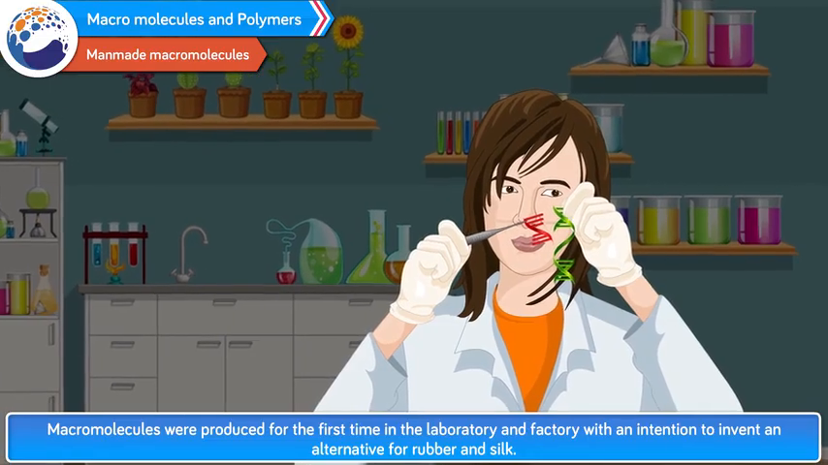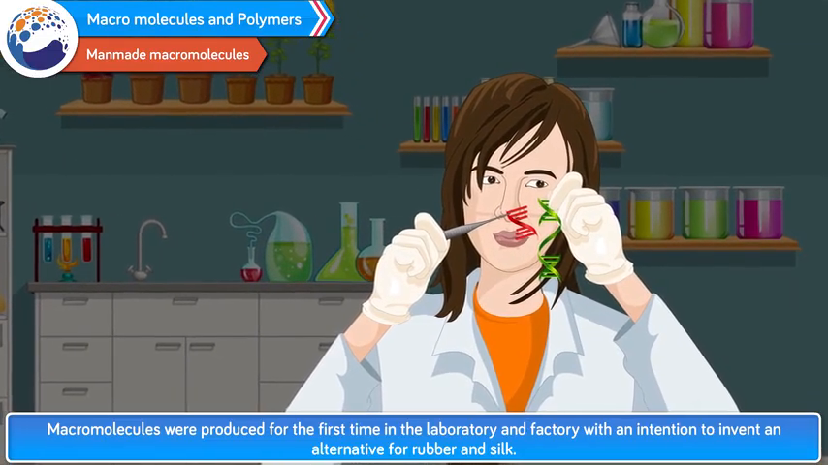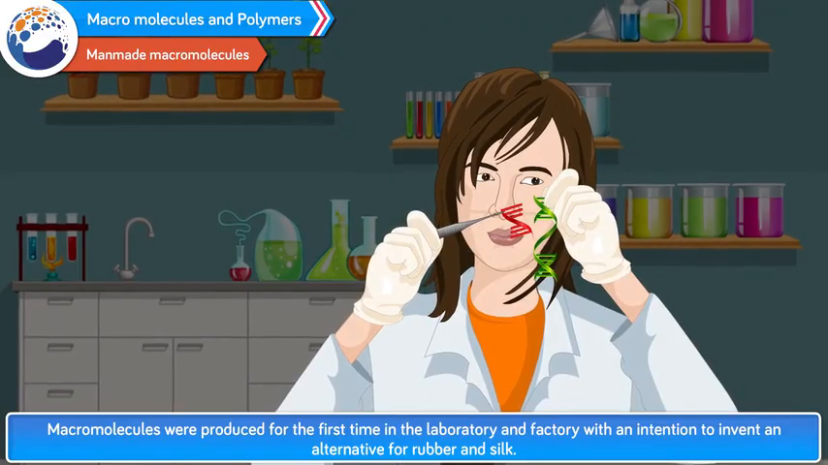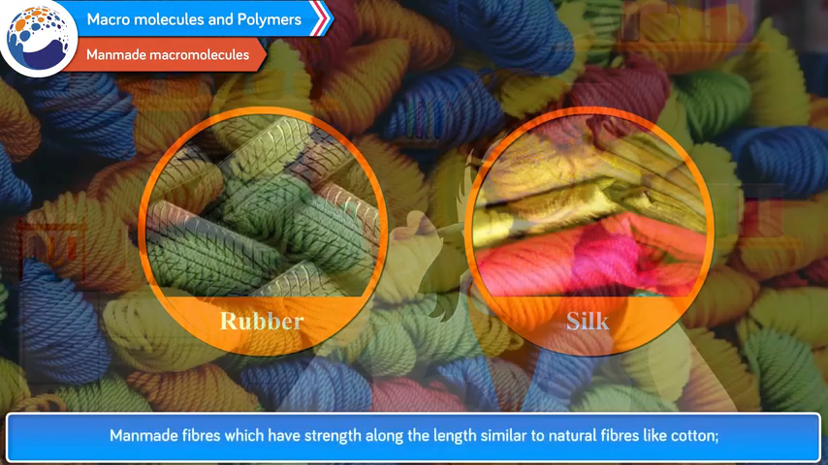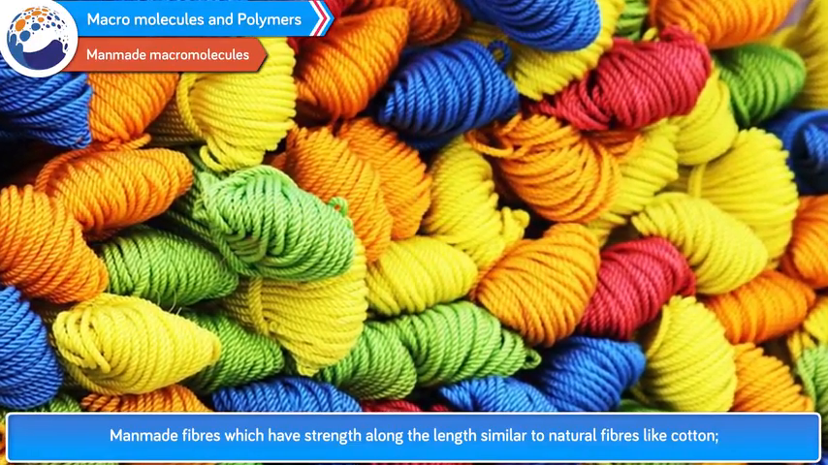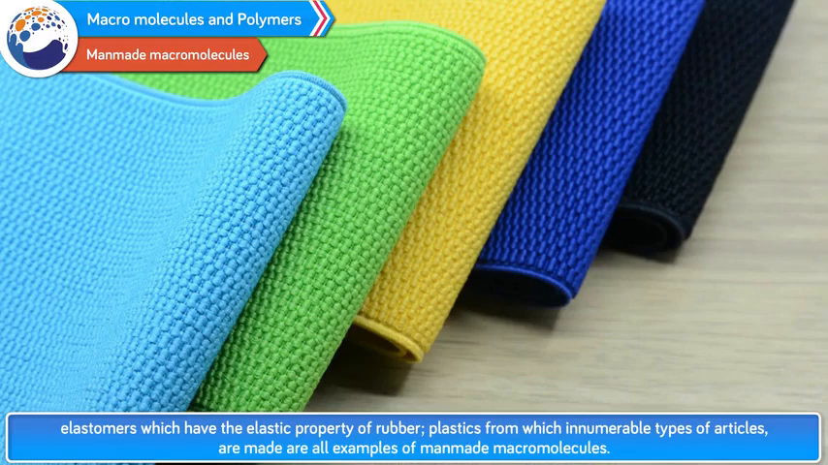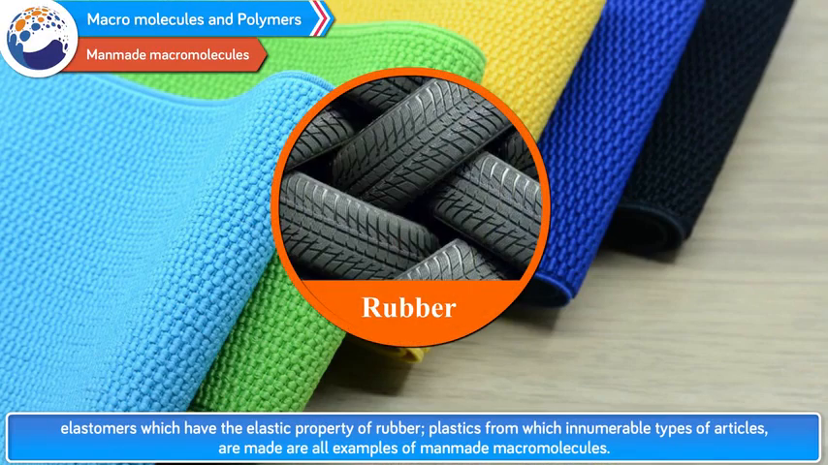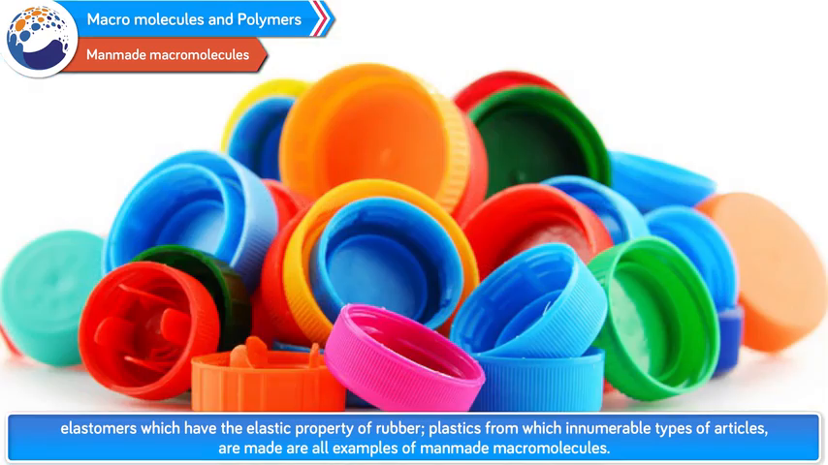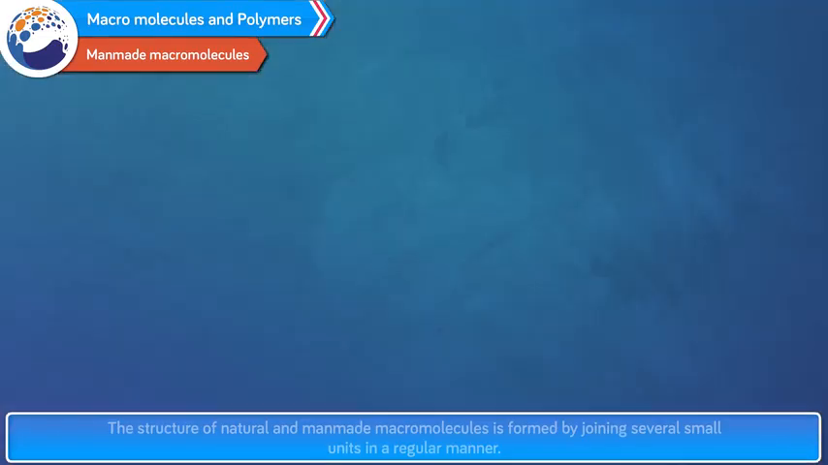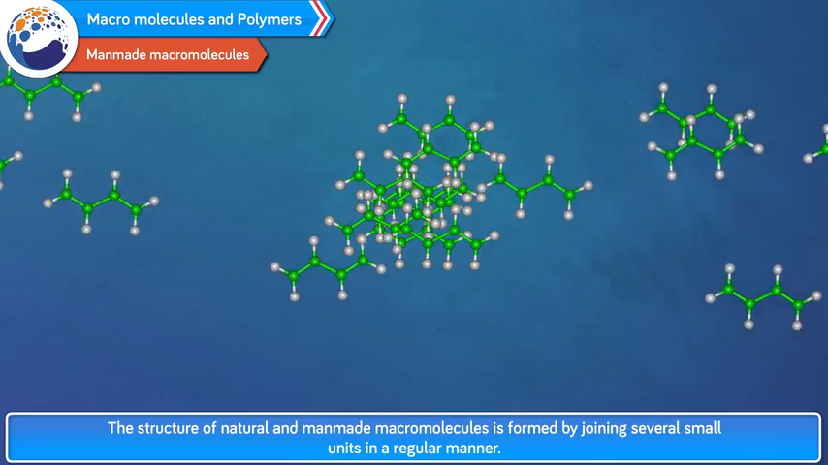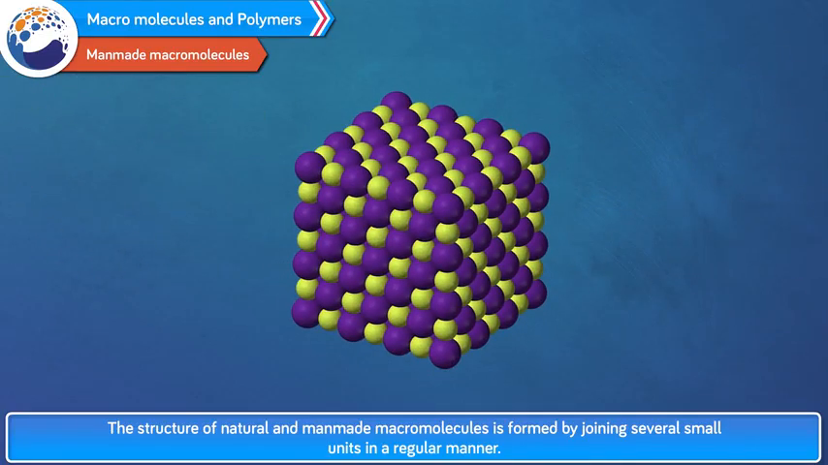Man-made macromolecules. Macromolecules were produced for the first time in the laboratory and factory with an intention to invent an alternative for rubber and silk. Man-made fibers, which have strength along the length similar to natural fibers like cotton, elastomers, which have the elastic property of rubber, and plastics from which innumerable types of articles are made are all examples of man-made macromolecules. The structure of natural and man-made macromolecules is formed by joining several small units in a regular manner.